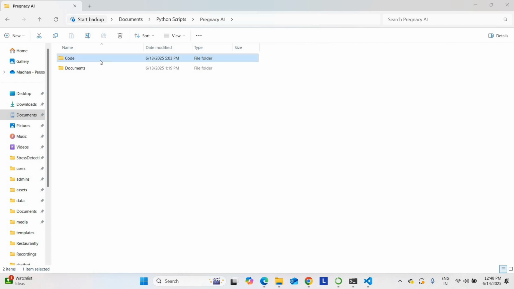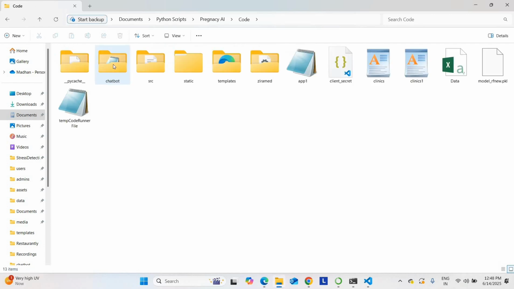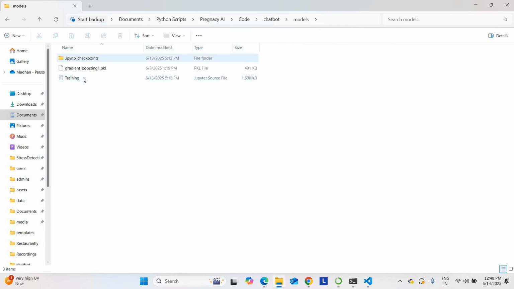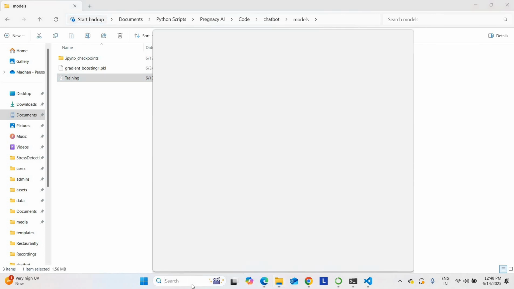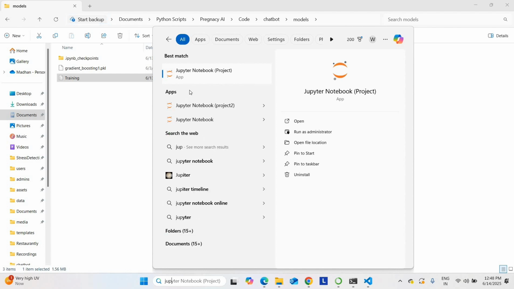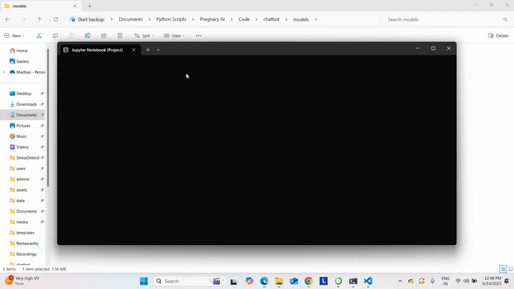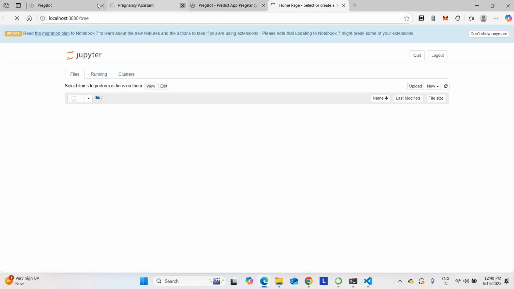So to run the project, we have to go to the project folder. So this is our project folder. This chatbot part contains our project code. There is a model. So this is our training code we used to run the project. To run the project, we have to open the Jupyter notebook, which is present in our project. So I'm just opening the Jupyter notebook. Inside the Jupyter notebook, you can see the accuracy and everything.